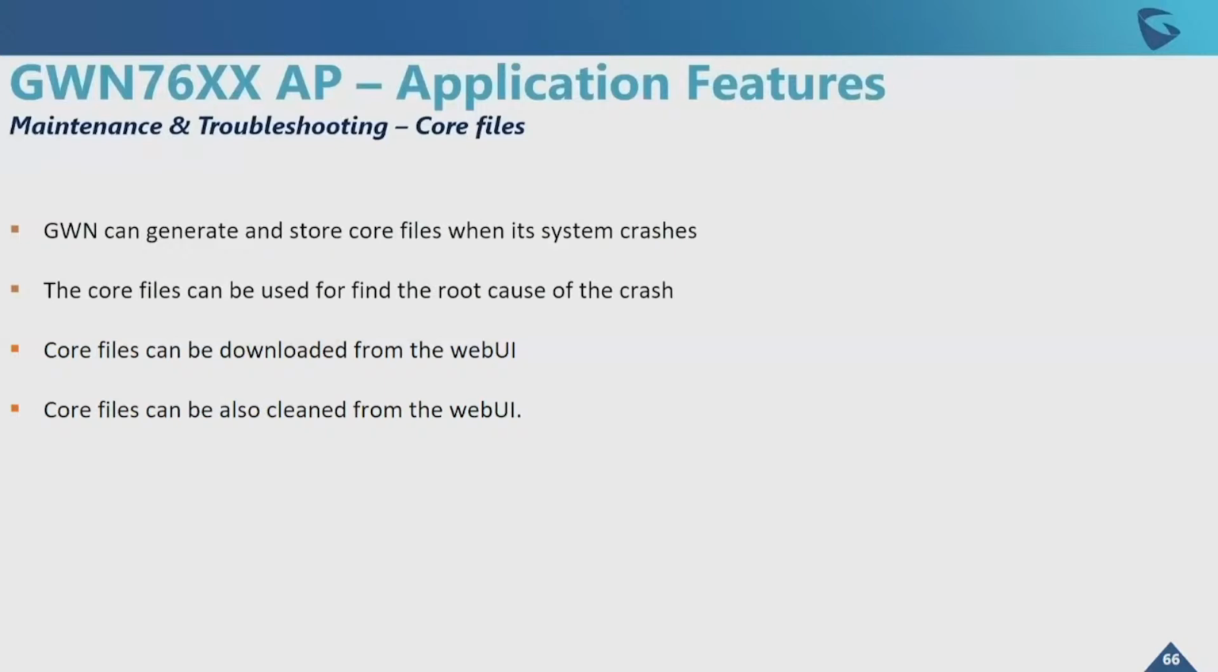Okay, so those are just some of the maintenance and troubleshooting tools that we have on our access points. Now we're going to move on over to the application features on the GWN 7000 router, because the router does have quite a few additional features that are not available on the access point. Here is a list of some of these features, and I know we're running short on time, so we'll cover them as thoroughly as we can.